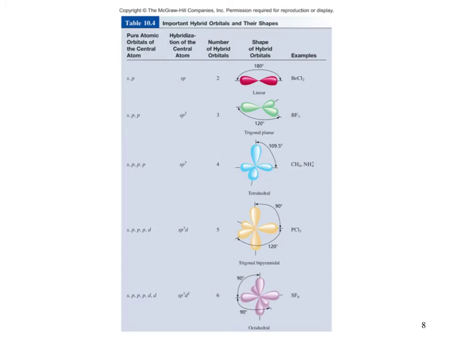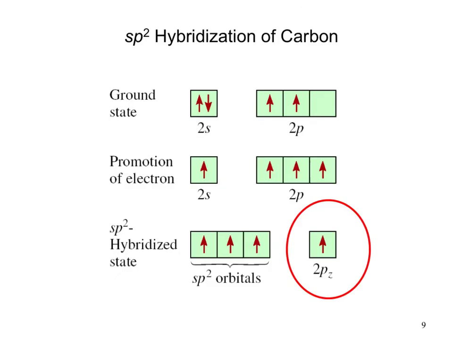So this table just summarizes all of the things that we've seen. When you have an sp hybrid, you have a linear molecule. sp2, trigonal planar. sp3, tetrahedral. sp3d is your trigonal bipyramidal. And sp3d2 is your octahedral. So if you know your electron domain geometry, you'll know your hybridization. Now we're going to use hybrid orbital theory to explain some different bonding motifs, especially in carbon.